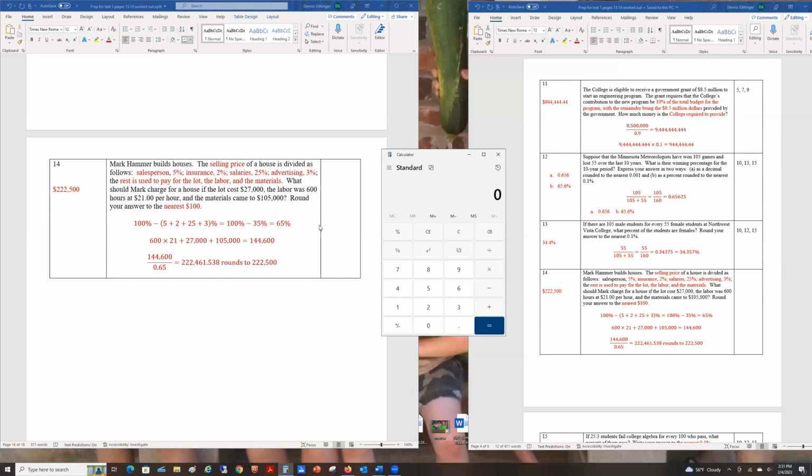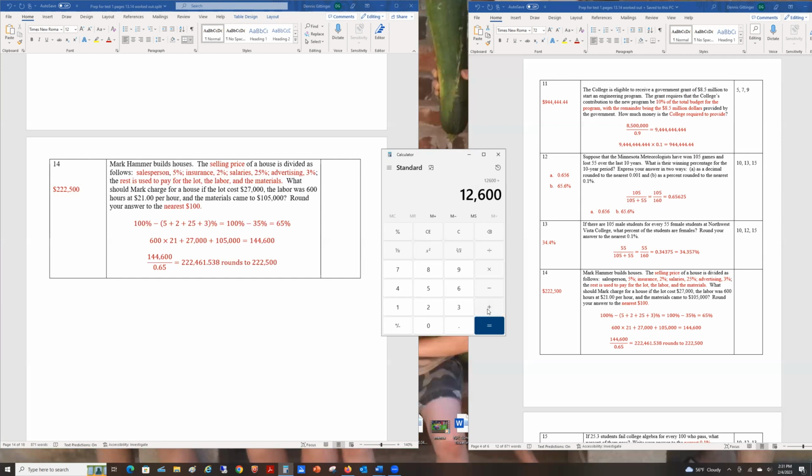Well, I recommend if you have a calculator like this and you have 3 things to add up, one of them is going to be multiplied by something. So 600 hours, I do that first, times 21 bucks an hour. Look at every number. That's $12,600. So I'm going to add to that labor.